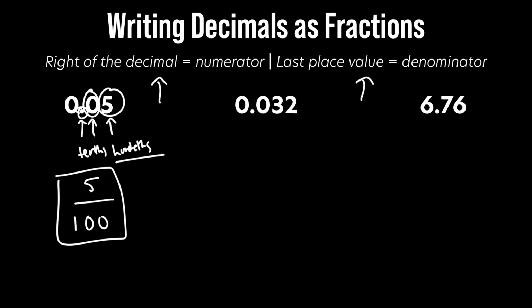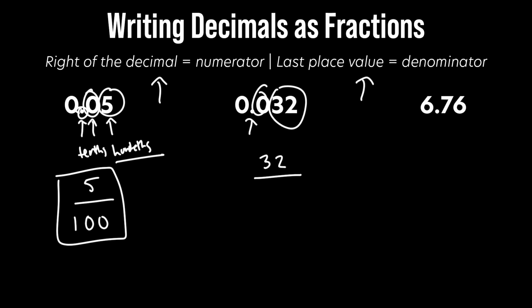Next up, we have 0.032. Right of the decimal is the numerator, disregarding zeros. So we start at the decimal point, disregard the first 0, and our number would be 32. So in the numerator, we have 32.